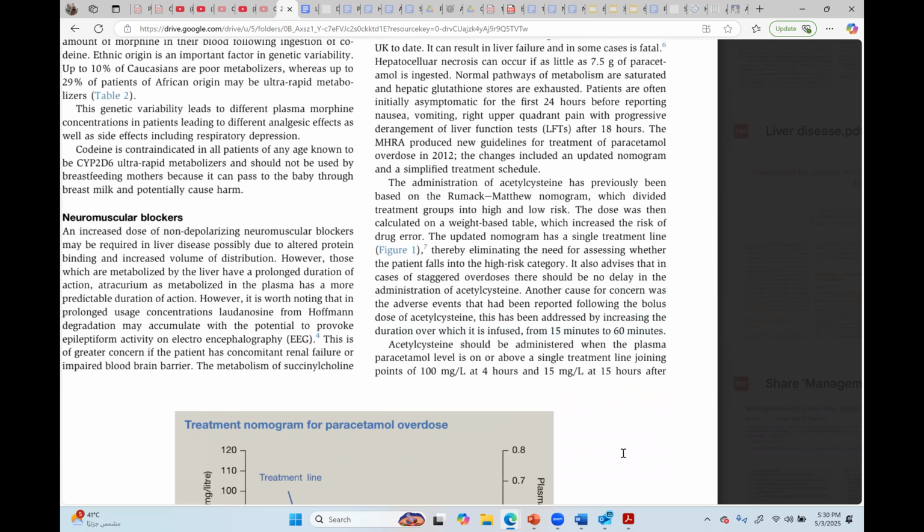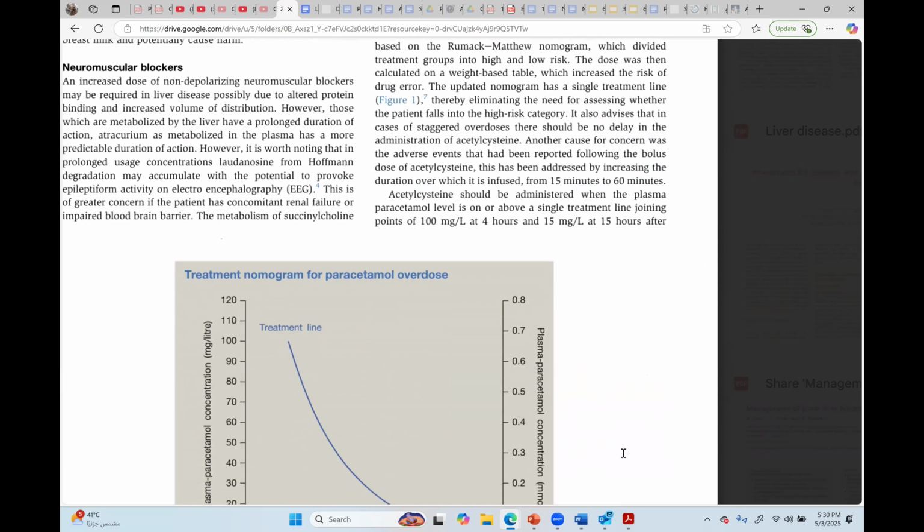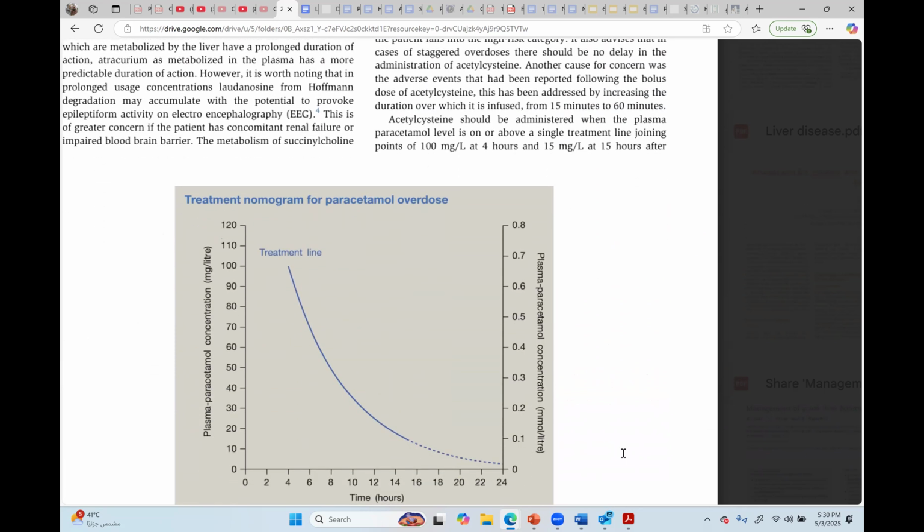When the plasma is on or above a single treatment line joining 100 milligram per liter at 4 hours. Okay. So they are saying like this. So if it is 100 at 4 hours, that's what I think they are trying to say. So at that time you have to administer, or 15 milligram per liter at 15 hours. Okay. So 15 comes here at 15 hours.